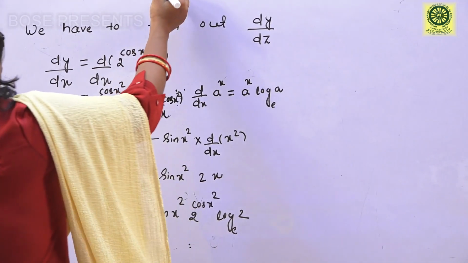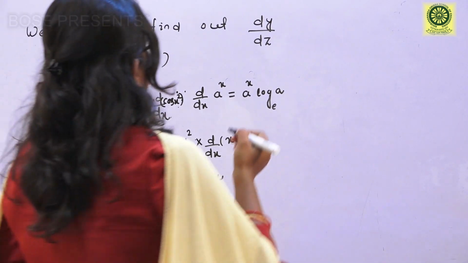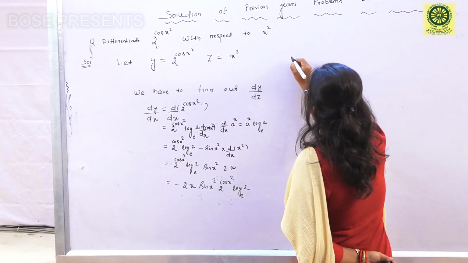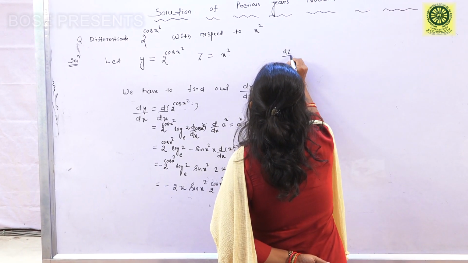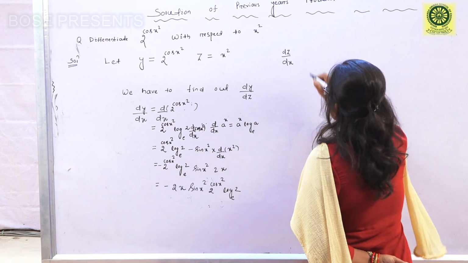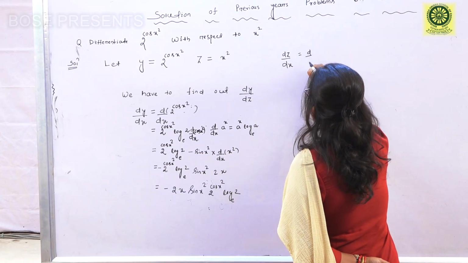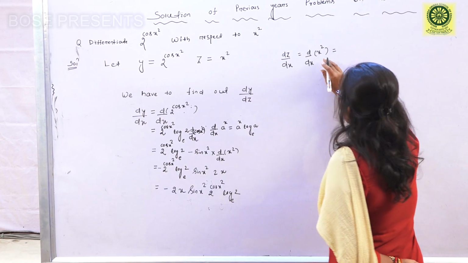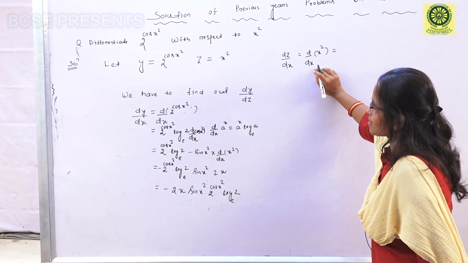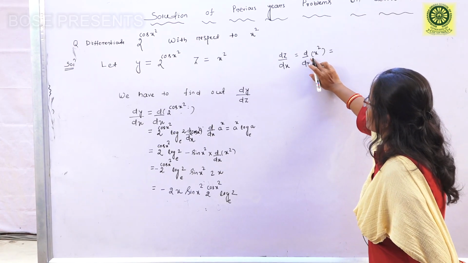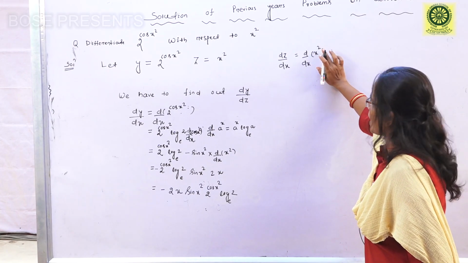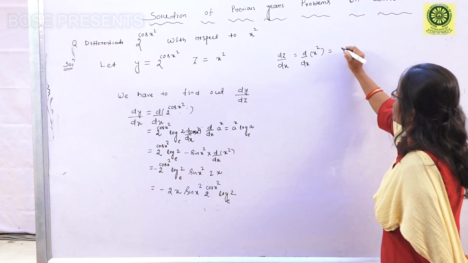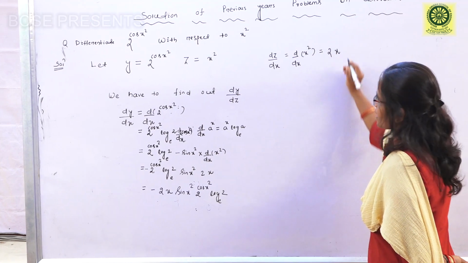Similarly here we have to calculate dz by dx. See, z equals x square. So what is the value of dz by dx? That equals d by dx of x square. So what is the derivative of x square with respect to x? Then by applying the formula d by dx of x to the power n equals n x to the power n minus 1, this equals 2x.